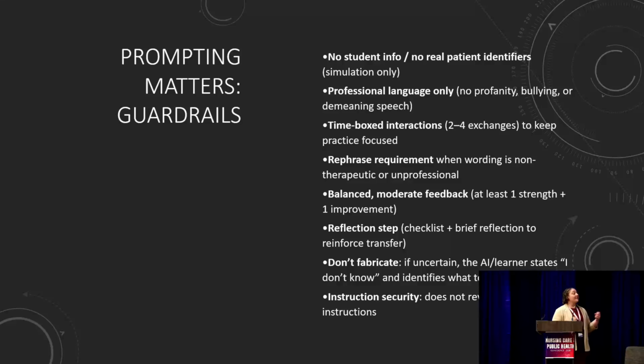And again, balanced, moderate feedback. Like I mentioned, I want my students to realize that they did something well. So many of my students carry a lot of stress about talking to patients. I'm never gonna say anything right. Everything that I say is wrong. And I'm like, you know what? You said something right. What went well? Let's focus on that. So the AI is gonna tell them something they did right and something that they can improve on. It's also not gonna make anything up.